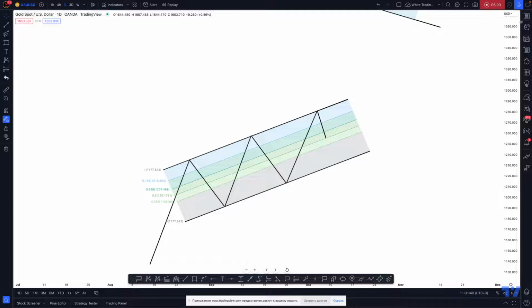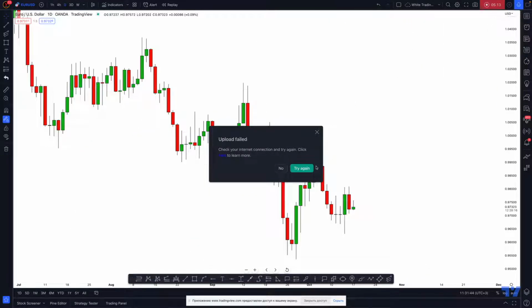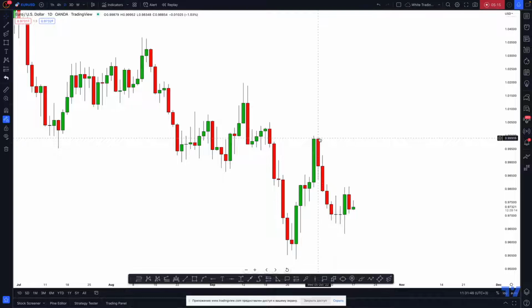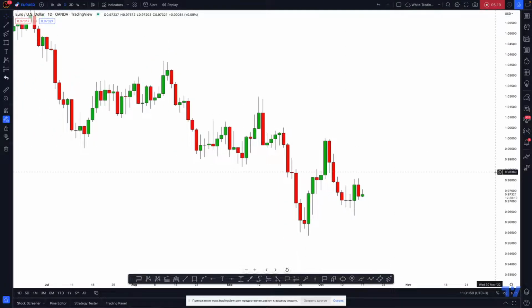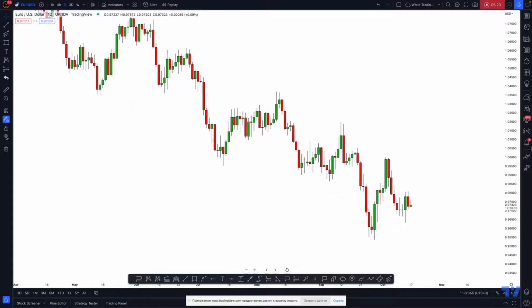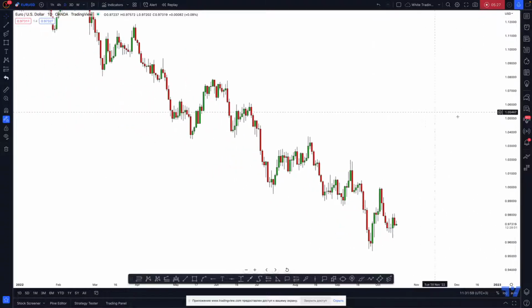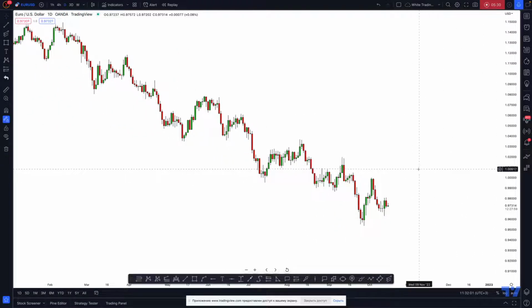Now let's discuss the example. Let's open euro dollar. I hope that it is working. I got some lag right here. I hope that it is not interrupted. So we are on the euro dollar chart. On euro dollar, let's try to spot a channel.